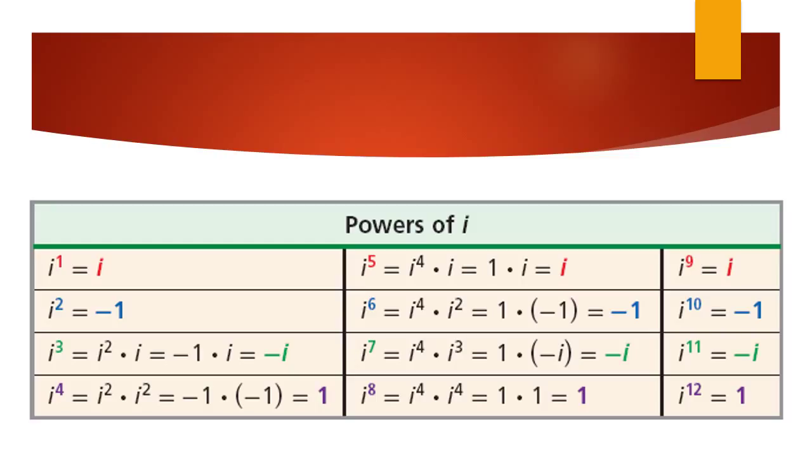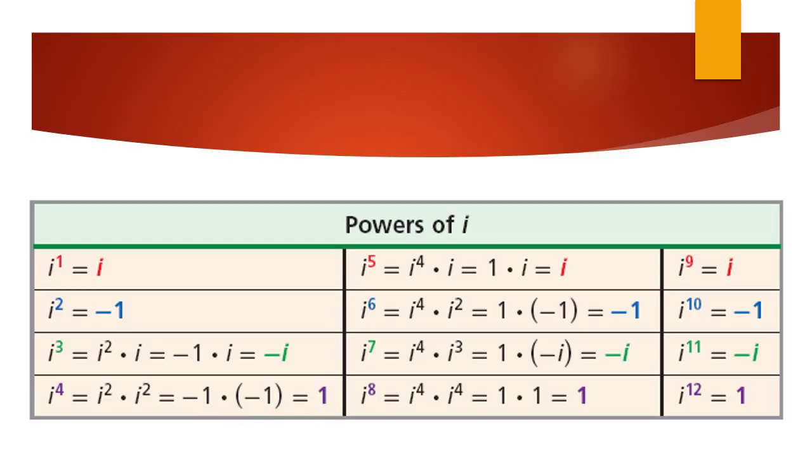So here is an example of the powers of i. i to the first is the same as i. i squared, as we already know, is equal to -1. i cubed is the same as i squared times i. We know i squared is -1, so -1 times i is -i. i to the fourth is i squared times i squared, so we can break it down: -1 times -1, which is +1.